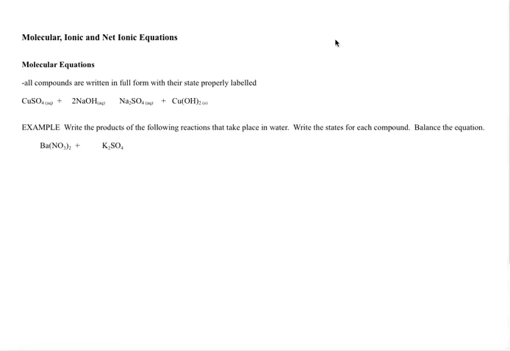In this lesson, we will look at writing molecular, ionic, and net ionic equations for chemical reactions. The type of equations that we're used to writing so far in this course are molecular equations, where we show the reactants and the products. So we should see an arrow here. And we show the states of the reactants and the products. And we also have a balanced equation.